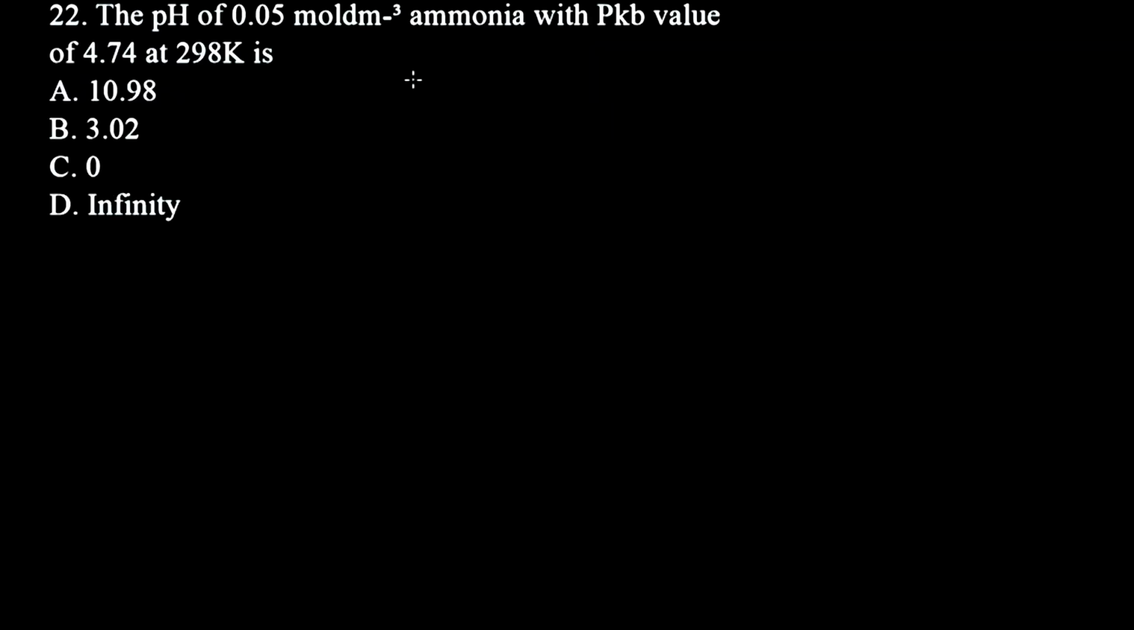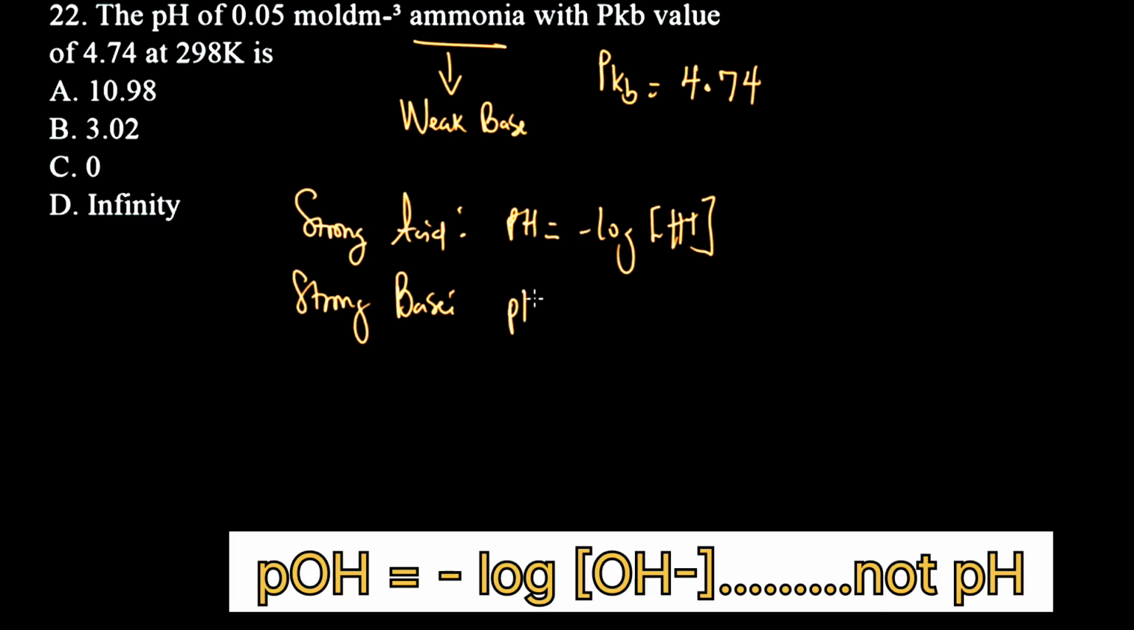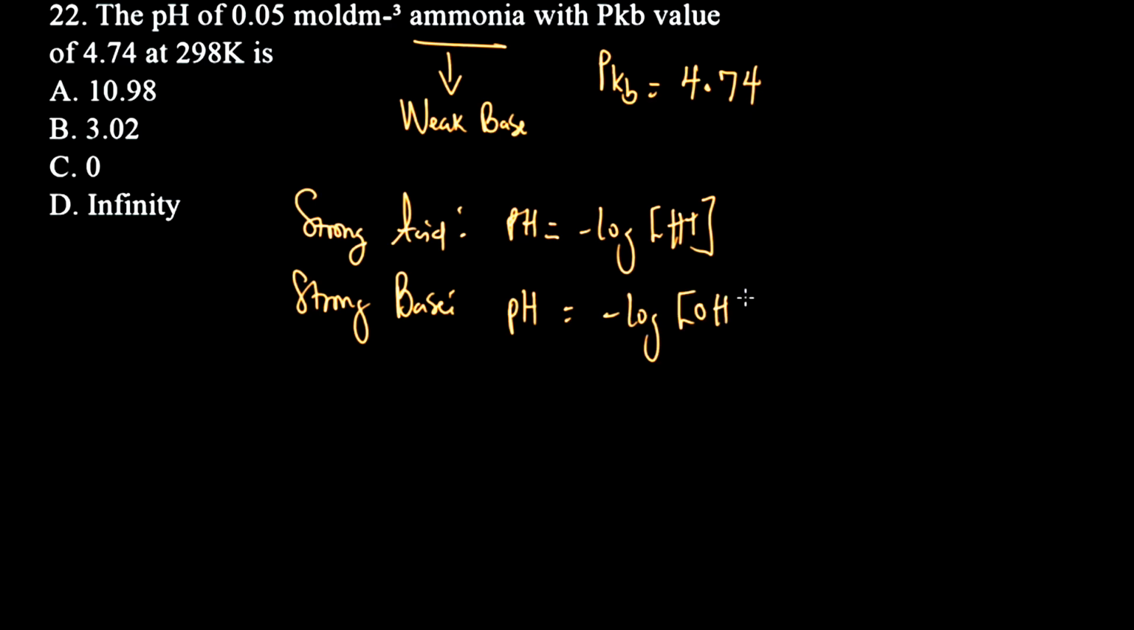So let's look at this question. We are told to calculate the pH of ammonia, given that the pKb is 4.74. What you need to take note of is that ammonia is a weak base, and we have different formulas for calculating the pH of a strong acid and base, and the pH of a weak acid and base. For a strong acid, we use pH equals negative log of hydrogen ion concentration. For a strong base, pH equals negative log of hydroxide ion concentration.